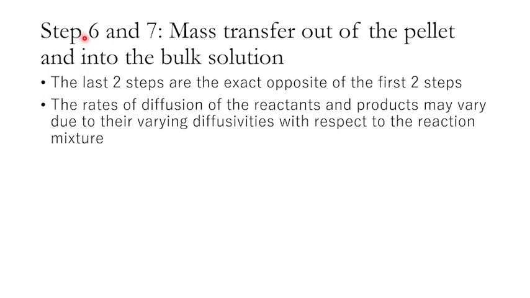That is now steps 6 and 7. That is mass transfer out of the pellet, that is step 6, and mass transfer into the bulk solution, that is your step 7. These last two steps are simply the exact opposite of the first two steps. So we can revisit steps 1 and 2 for steps 6 and 7. The rates of diffusion of the reactants and the products may vary, due to their varying diffusivities with respect to the reaction mixture. That is the only difference between steps 1, 2, and steps 6 and 7. For steps 1 and 2, we are concerned with the diffusion of the reactants, while for steps 6 and 7, we are concerned with the diffusion of the products.